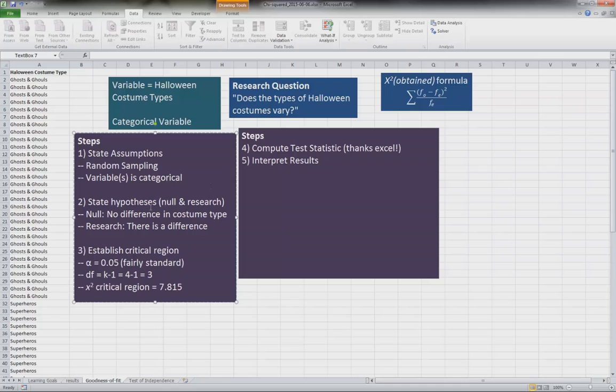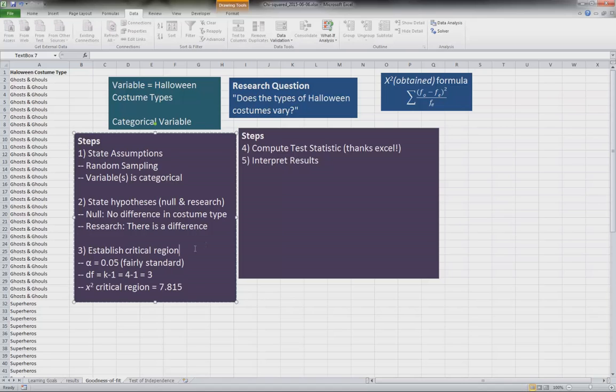Next, we state our hypotheses. The null hypothesis for our chi-squared goodness of fit test is that there's no difference in costume types, so the frequencies are the same across each costume type. The research hypothesis is that there is actually a difference in costume types, so some people wear more of the same type of costume than other types of costumes.